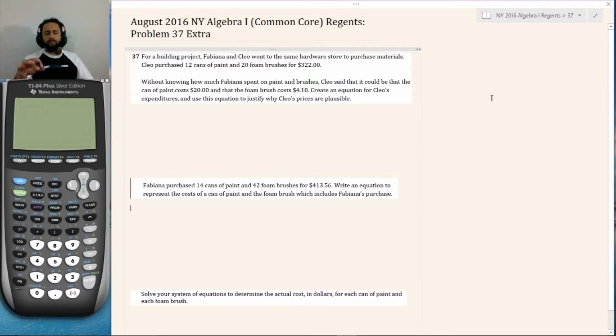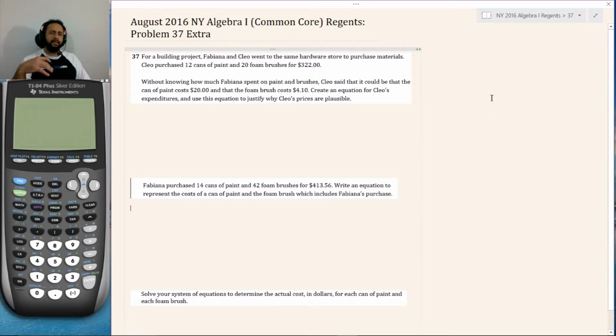Okay, I'm going to work on that, but then I'm going to read the second part just to have it in my mind. Let the active part of my brain work on it for now. So Fabiana purchased 14 cans of paint and 42 foam brushes for $413.56. Write an equation to represent the cost of a can of paint and the foam brush, which includes Fabiana's purchase. And then part 3 is solve your system of equations to determine the actual cost in dollars for each can of paint and each foam brush. So try the problem on your own.